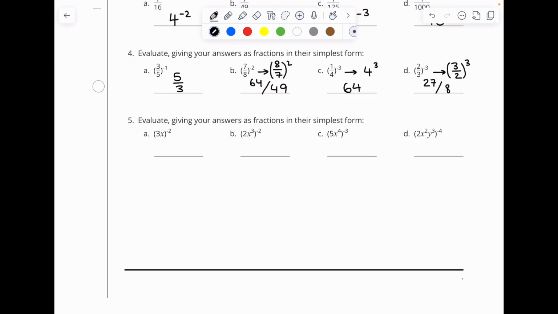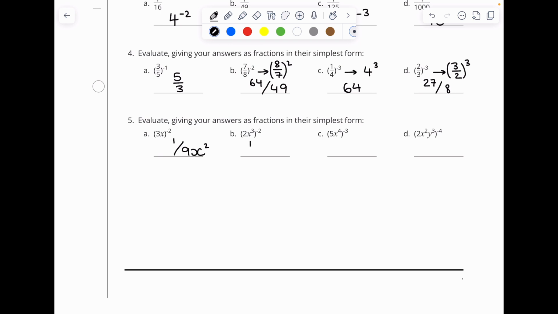For question 5, we've got some coefficients as well as algebra. We're going to ensure that that power acts on both the coefficient and the algebra. So for the first one, we're going to square both the 3 and the x, and also find the reciprocal of that. So that becomes 1 over 9x squared.